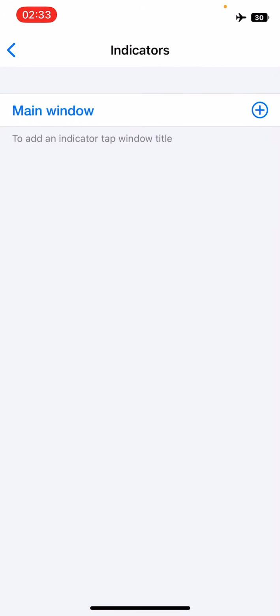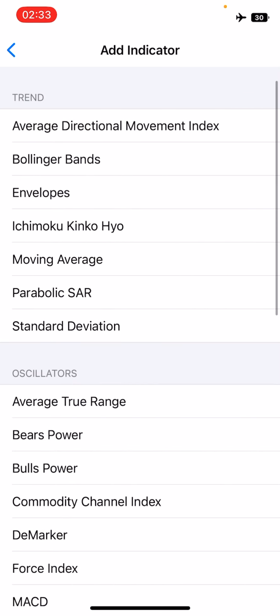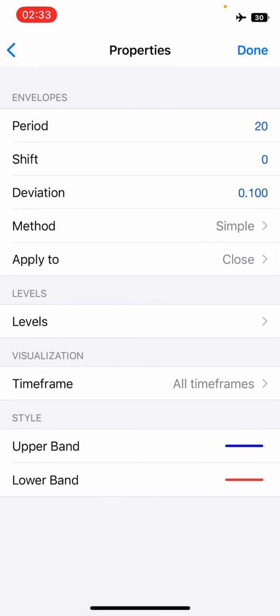The first indicator that we want to install is our envelopes, and these envelopes are going to have the following properties: a period of 20, a shift of 0, a deviation of 0.100, a method of simple and apply to close. Then on the visualization, we want it to appear on all time frames, although we're just going to be using our 1 minute time frame.